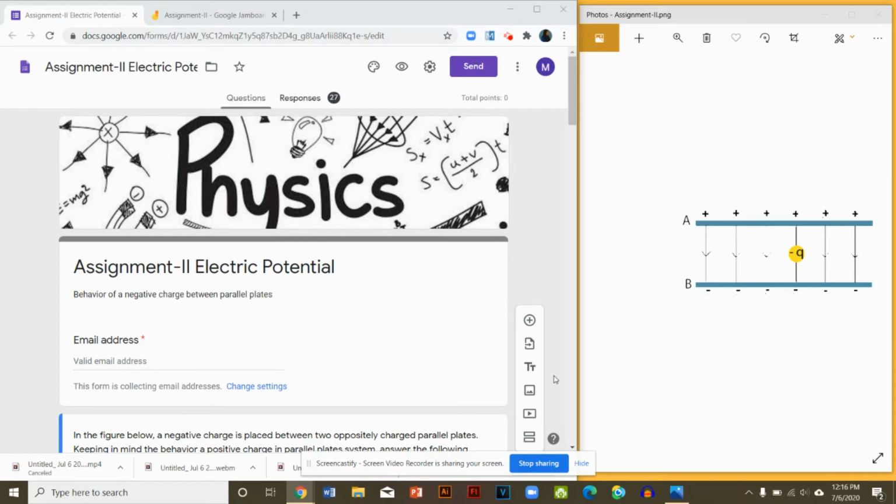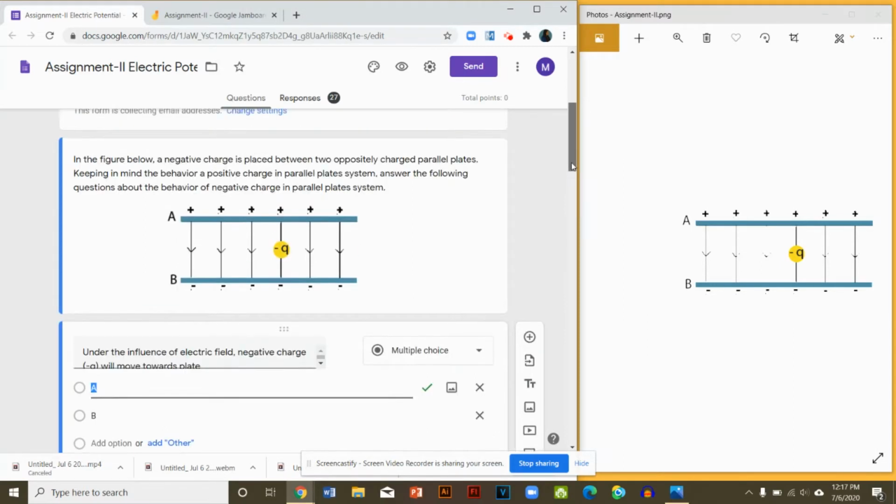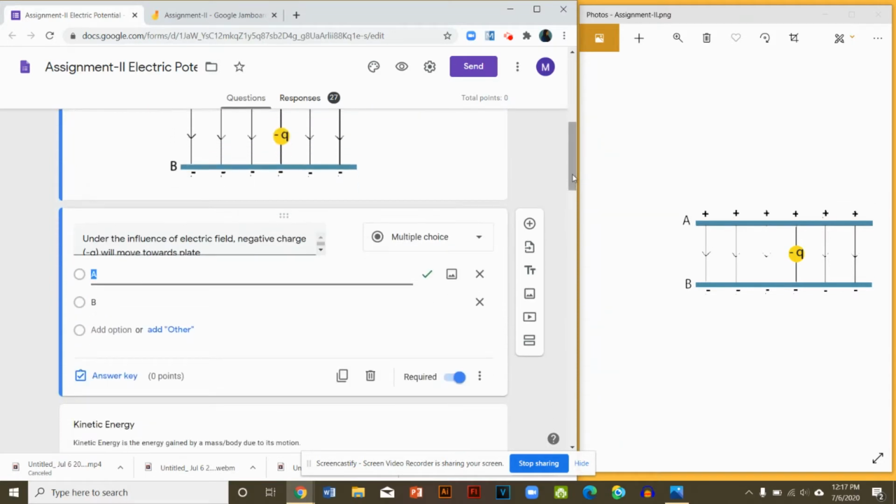So let's get started. First, you had a figure, and in that figure, you can see that there is a negative charge between two oppositely charged parallel plates. Plate A is positively charged, plate B is negatively charged. First question was, under the influence of electric field, negative charge will move towards. Obviously, negative charge will be attracted by positive charges. So plate A, being the positively charged plate, will attract negative charge. So the charge will move towards plate A.